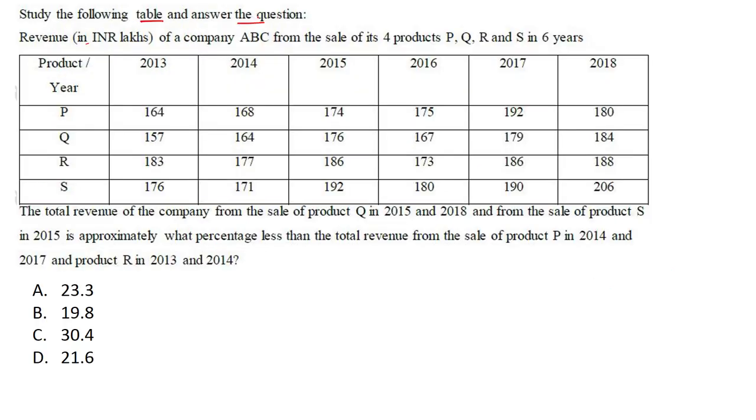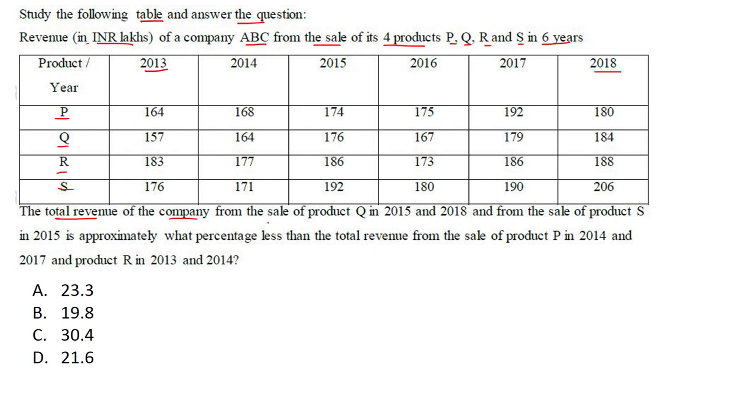Study the following table and answer the question. Revenue in INR lakhs of a company ABC from the sale of its four products P, Q, R and S in 6 years is given. So four products for 6 years is given, from 2013 to 2018, and the four products are P, Q, R and S. Sale has been given for those products, these numbers.